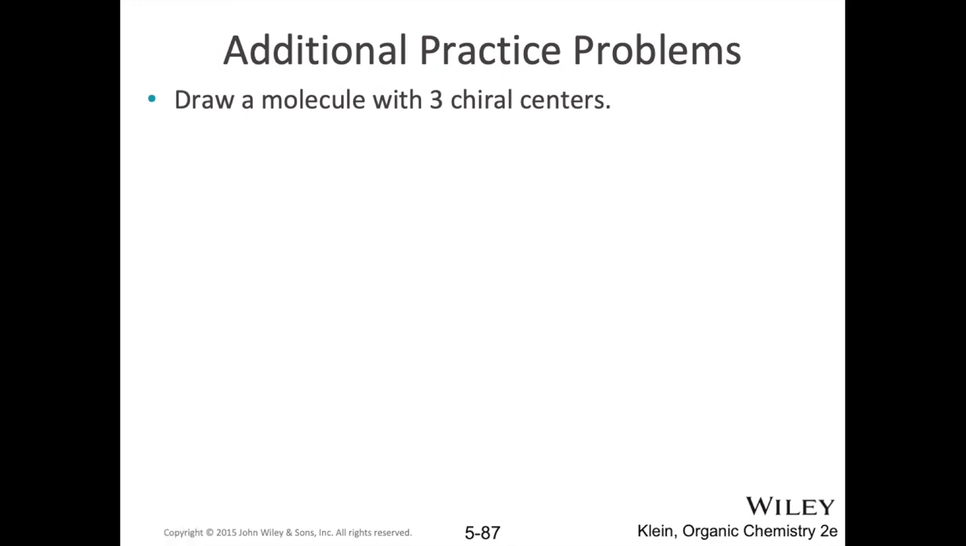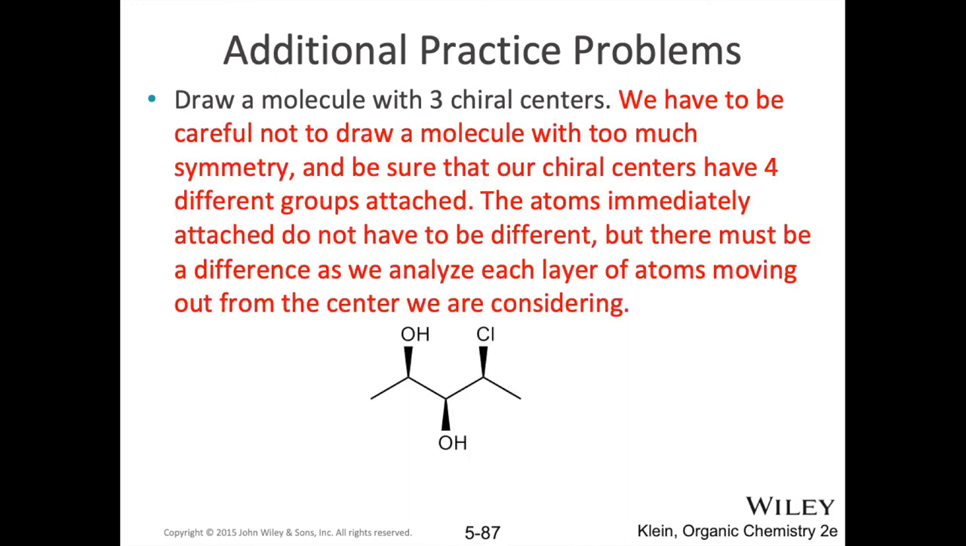All right, 3 chiral centers. Again, you've got lots of options here. This is just one example they've got here. Here's our 3 chiral centers, but there's lots of molecules with 3 chiral centers. Now you want to be careful a little bit with having too much symmetry. If this chlorine were also an OH group, this carbon would not be chiral anymore because this group and this group would be identical. So that's why they had a chlorine here instead of an OH group. So something to keep in mind.